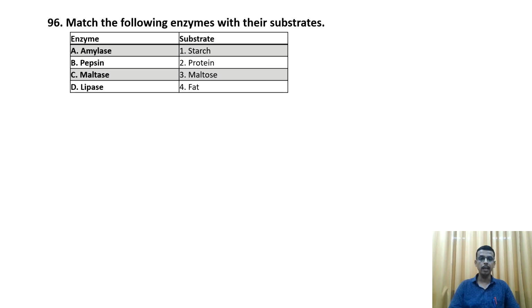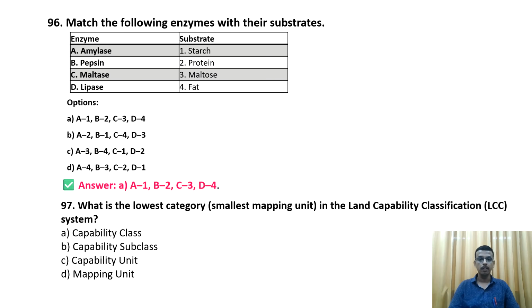Then match the following enzymes. Amylase, its substrate is starch. Pepsin, that is the protein. Then maltase works on the substrate maltose. Lipase works with fat. Okay, then which of the following categories is the smallest unit in the land capability classification? The first category, the highest category, is capability class, then capability subclass, then capability unit. So the lowest category is the capability unit. Okay, the lowest is the capability unit.